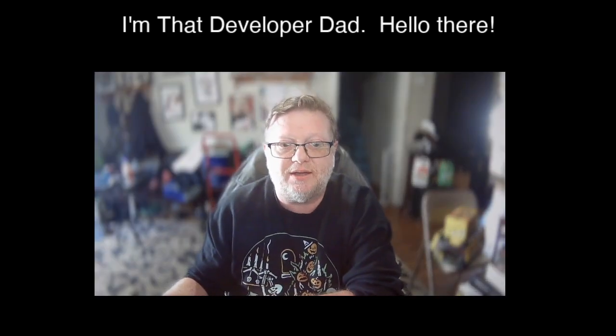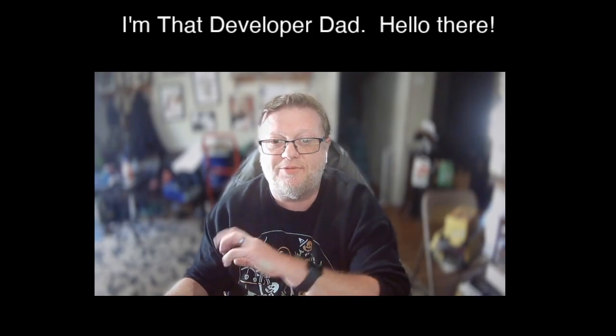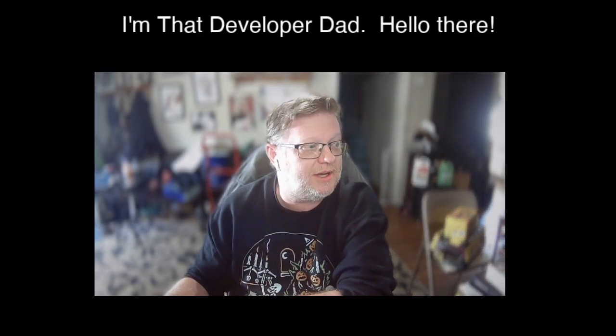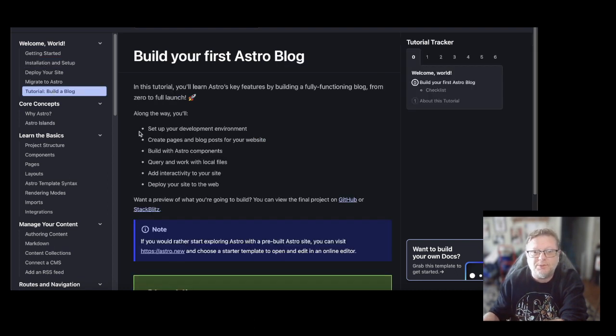So this is going to be me setting up the first Astro project. We're going to go back to the Astro docs and the getting started section. Manage your content, authoring content. There should be a tutorial here. Build a blog. Here we go. We have to set up the development environment, create pages and blog posts, and build with Astro components. We're going to query and work with local files, and so on.